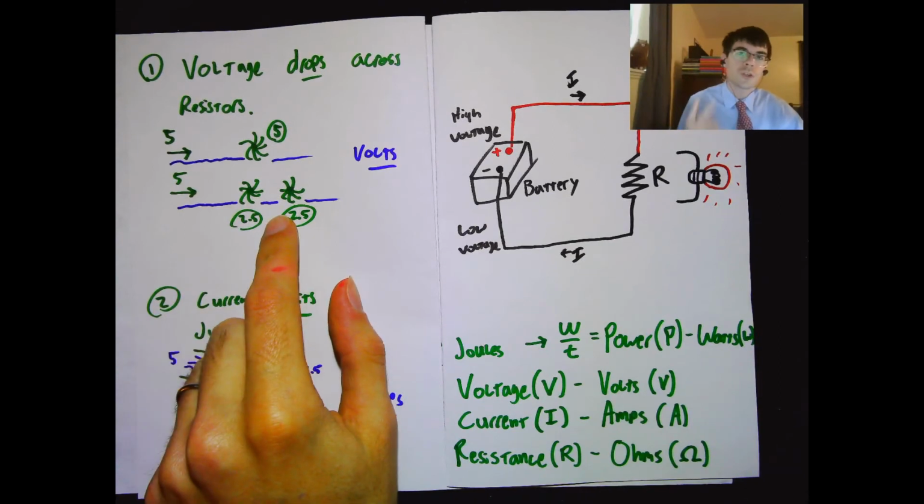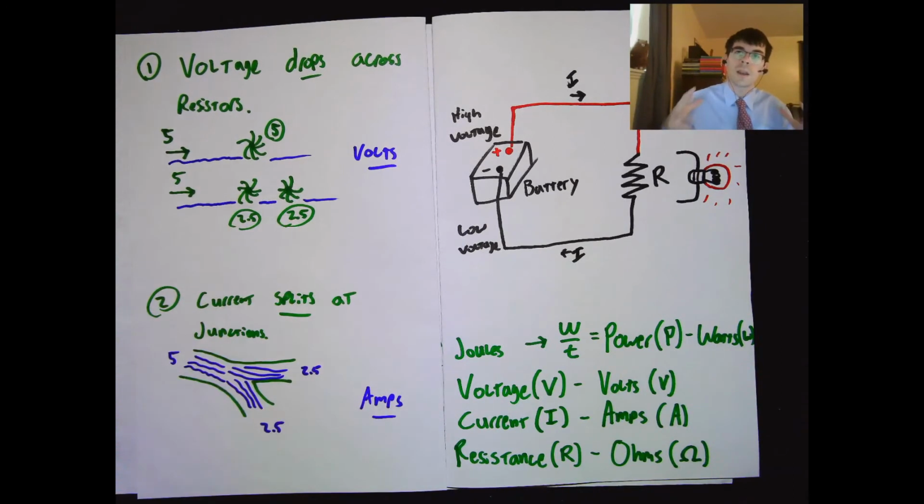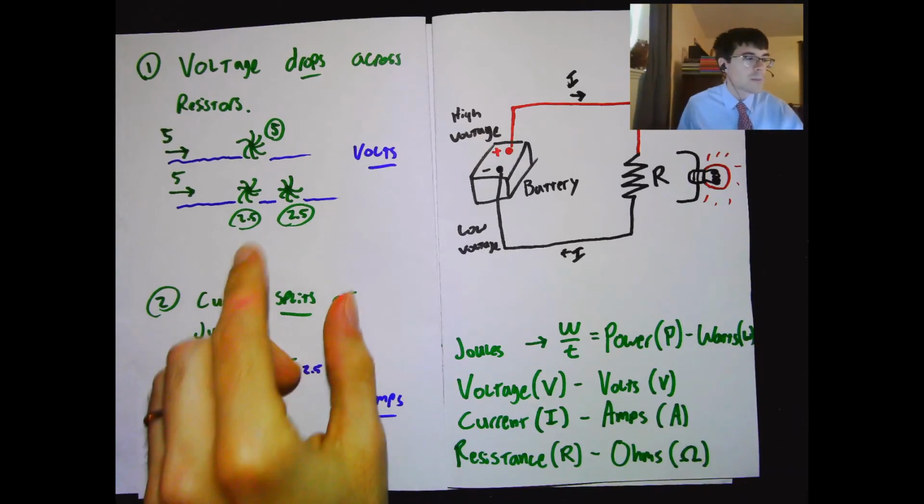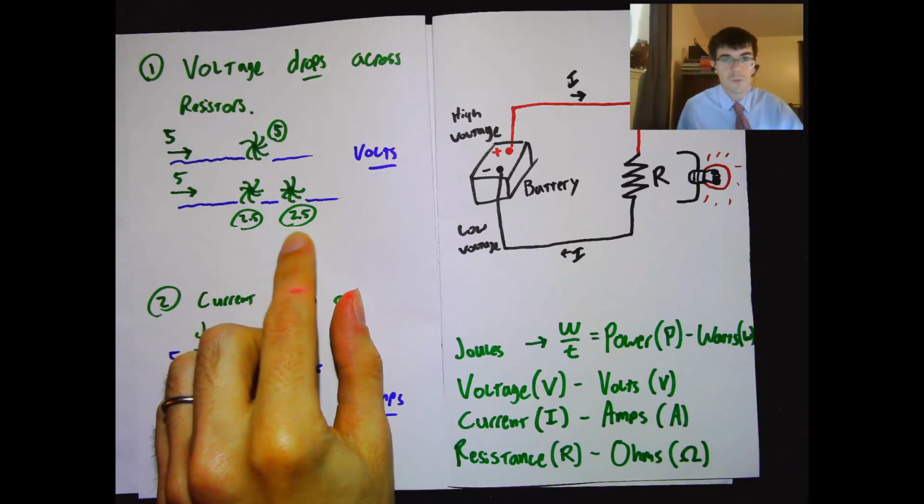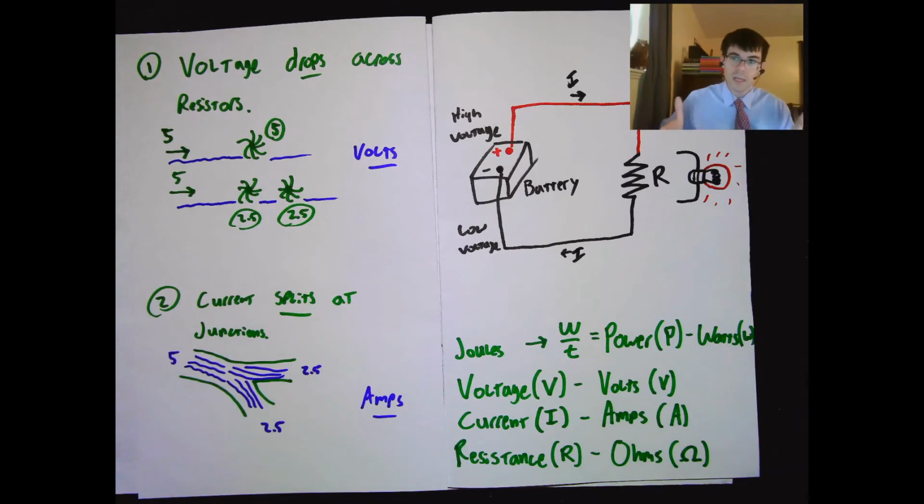But what if there were 2 water wheels? Well, there's not enough pressure behind it to move both of them 5. You've only got 5. So what happens is we see 2.5 on one and 2.5 on the other. The voltage will split if you have more than one resistor in a row. It drops across these resistors, okay?